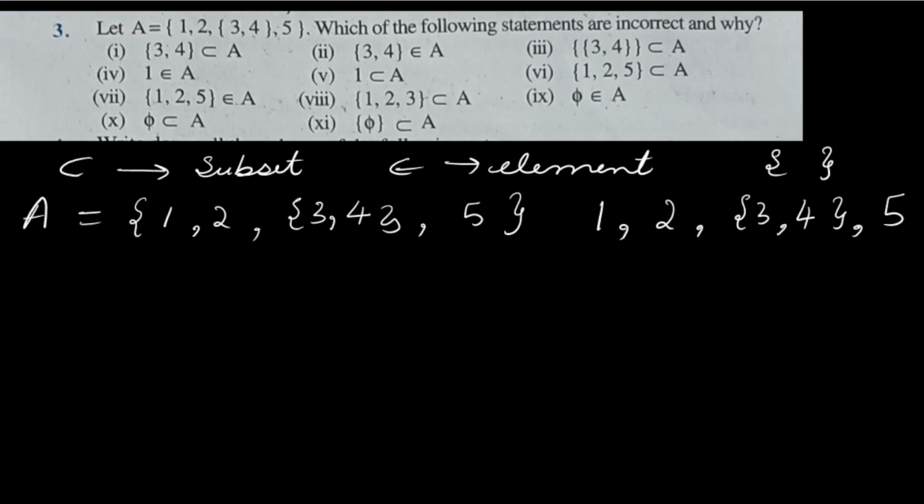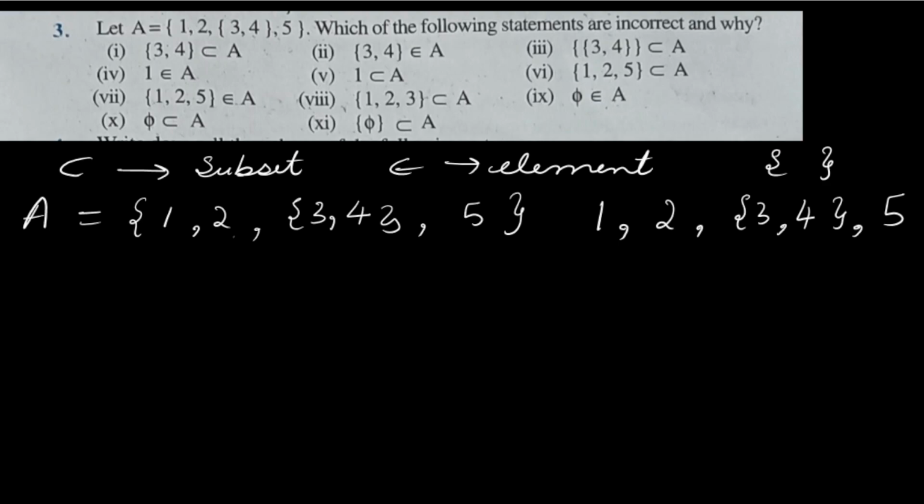So let's start question number 3. In question number 3, one set A is given to us. So I have rewritten here this set A. Set A is equal to {1, 2, {3, 4}, 5}. Which of the following statements are incorrect and why we have to mention here?